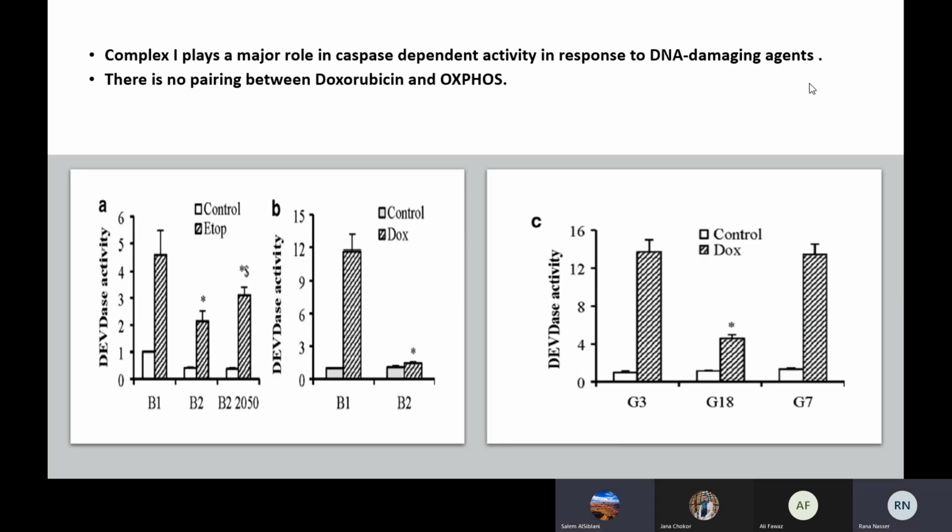For this experiment, we tested the role of complex 1 in caspase-dependent apoptosis. So we tested the effect of etoposide on cells lacking complex 1, which showed lower levels of caspase activity. So simply we can say that complex 1 plays an important role in caspase-dependent apoptosis.